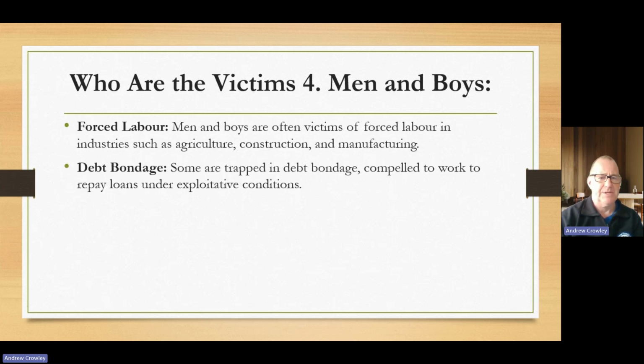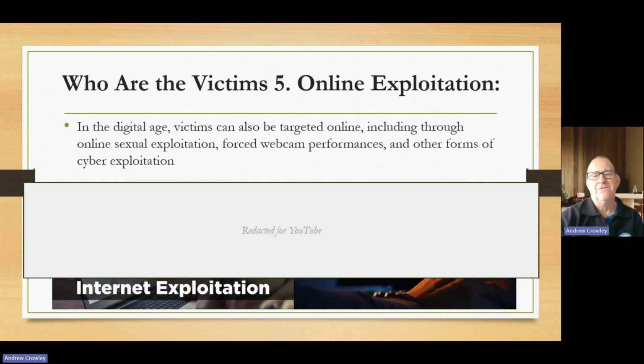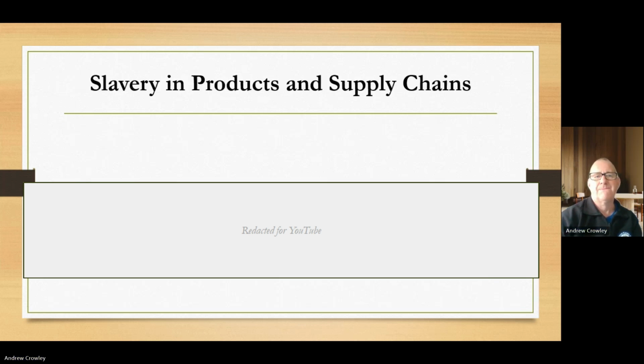There's also debt bondage. Some people get trapped in debt, and that compels them to work to repay these loans, often at extreme interest rates and often under exploitative conditions. The fifth category is slightly more modern. It's online exploitation. In this digital age, victims can be targeted online, including through sexual exploitation, forced webcam performances, and other forms of cyber exploitation.